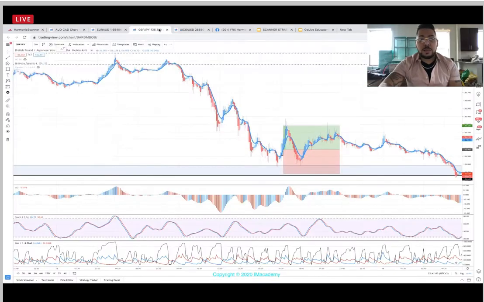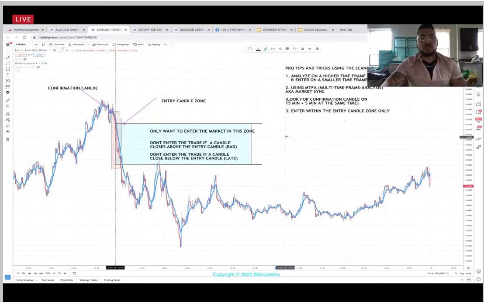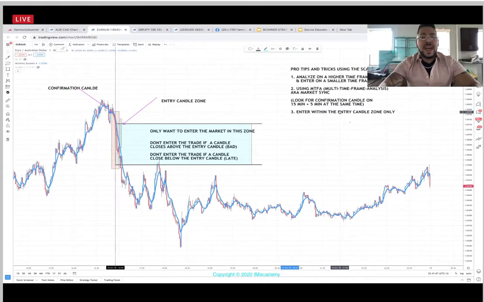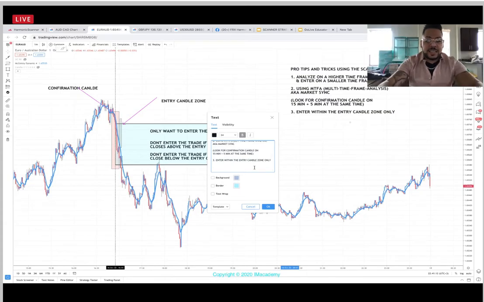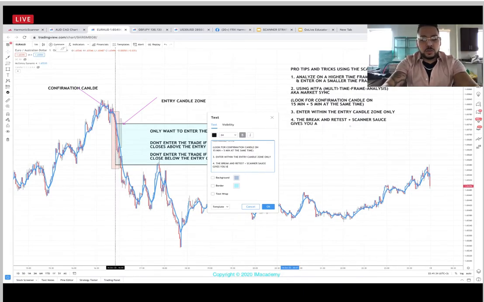All righty? Let's get back to it real quickly. Now, enter within the entry zone only. Now, step four, advanced technique number four. The break and retest. Plus the scanner source gives you another entry in the market.